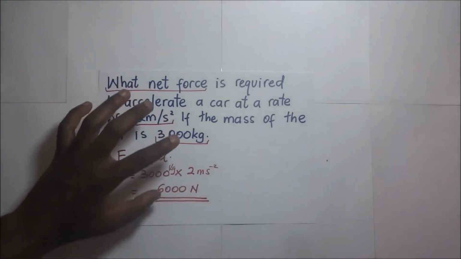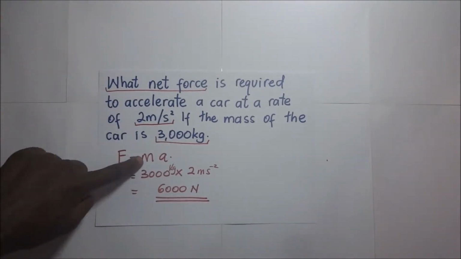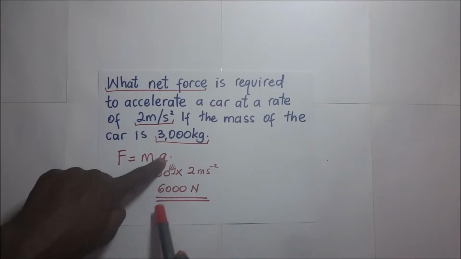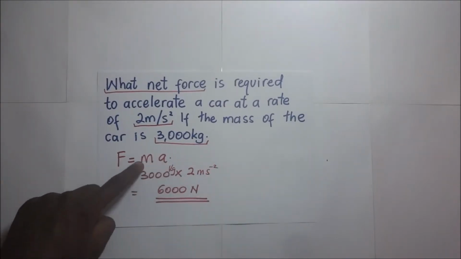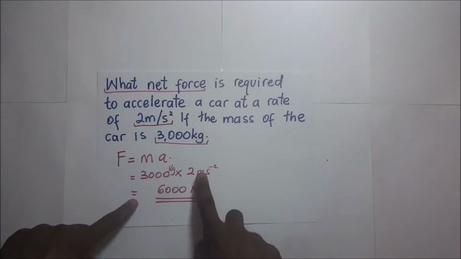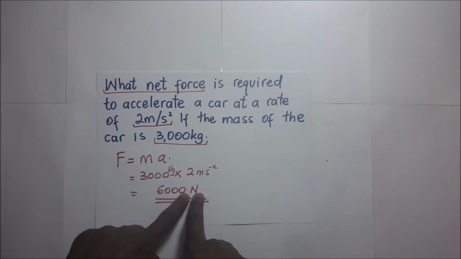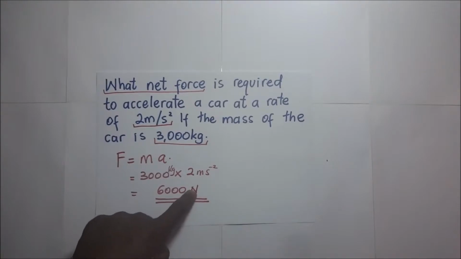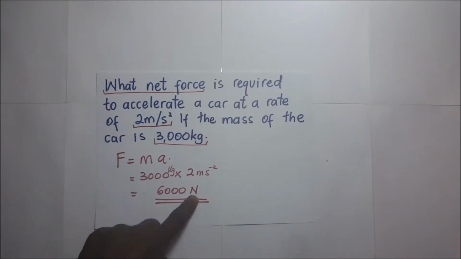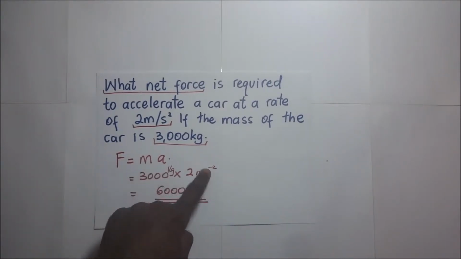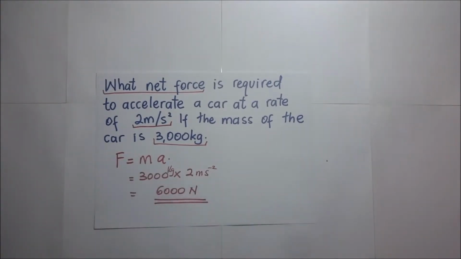Regardless of what unit you've been given in the question, you have to make sure that the mass you're operating in is in kilograms, and the acceleration is in meters per second squared. It is only when mass is in kilograms and acceleration is in meters per second squared that the answer you get will qualify to be written as 6,000 newtons. Why? Because 1 newton, again from our derivation in the previous video, is equivalent to 1 kilogram meter per second squared.